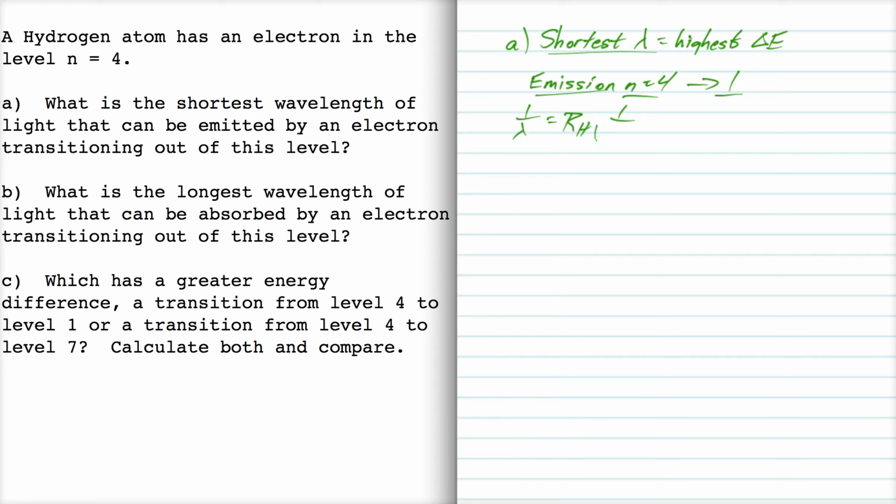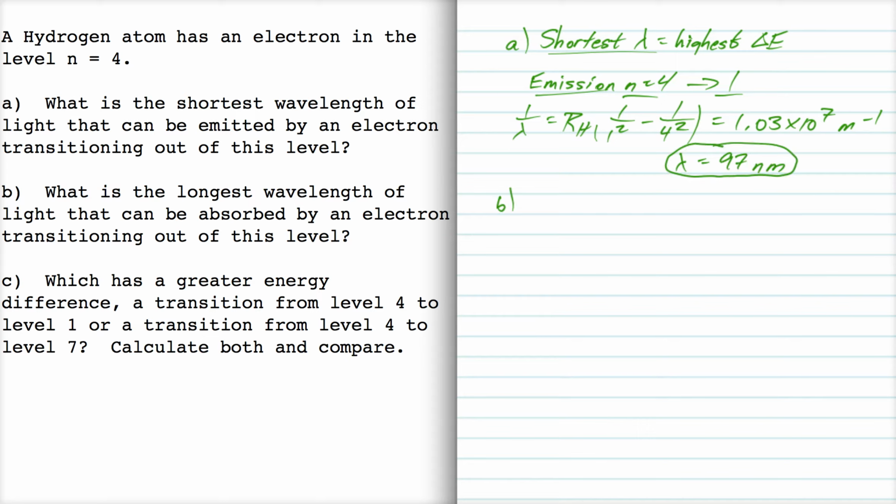1 over 1 squared minus 1 over 4 squared is 1.03 times 10 to the 7th inverse meters. And so the wavelength is 97 nanometers for part A.